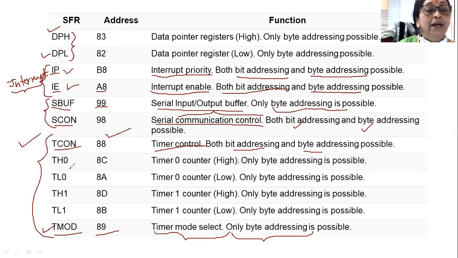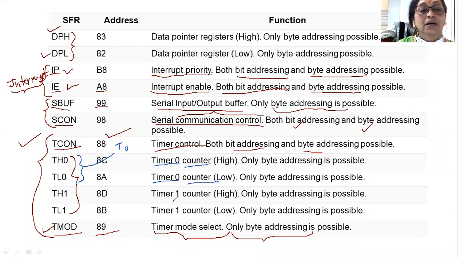Okay. Now, apart from this, there are 4 more registers. Here you can observe there are 4 more registers. Out of these 4 registers, 2 are TH0 and TL0. That means these two registers are related to timer 0. These two registers are called the timer 0 counter registers.